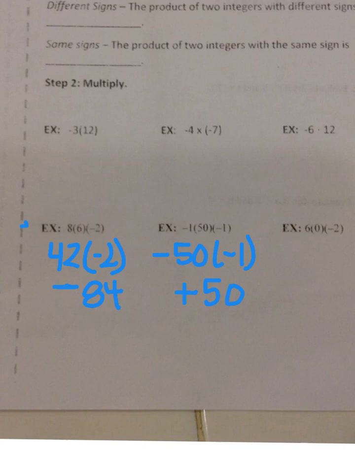Last example, 6 times 0 gives me 0. And 0 times negative 2 is not going to give me a negative 0, because there's no such thing. 0 times any number is 0.